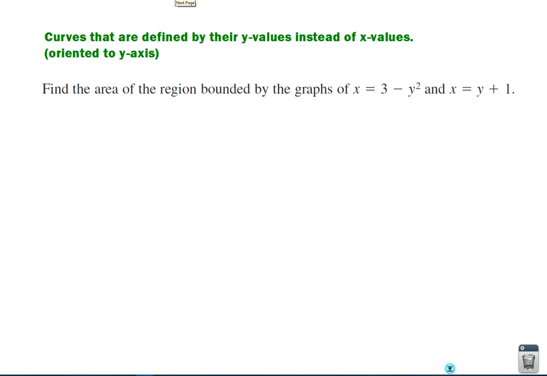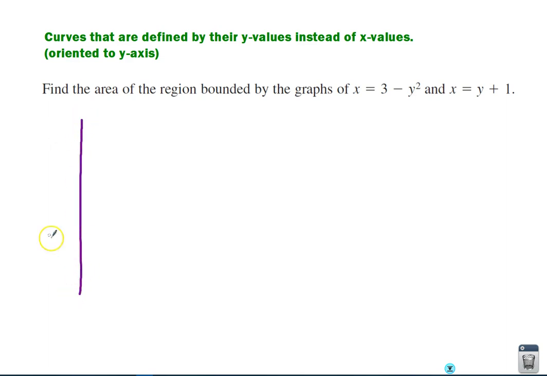Okay, so now, last thing, let's talk about when curves are defined by their y values instead of their x values. So now, find the area of the region bounded by the graphs of x equals 3 minus y squared and x equals y plus 1. All right, in this situation, instead of going from top to bottom, now we're going to have to go from right to left. Okay, let's think about this.